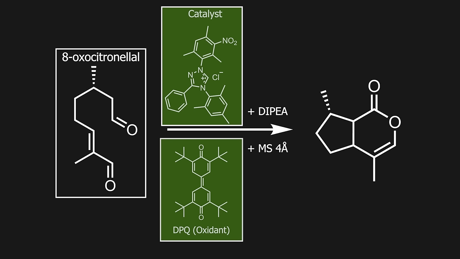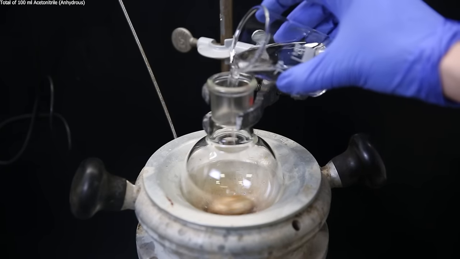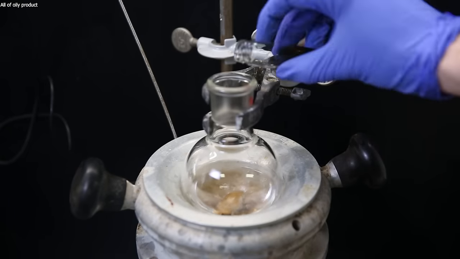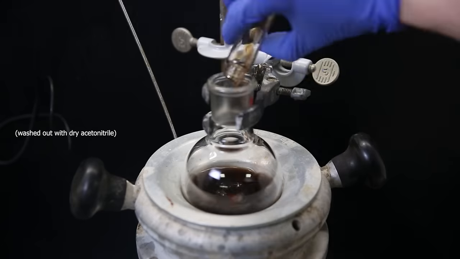Now that I have IBX, I can continue with the next reaction. So I set up a flask with a stir bar in a heating mantle, and add in a total of 100 ml of dry acetonitrile. I then add in all of the messed up product and all of the IBX I made.